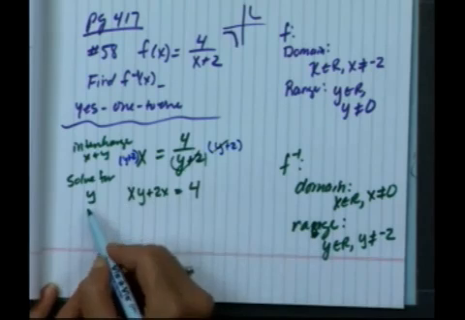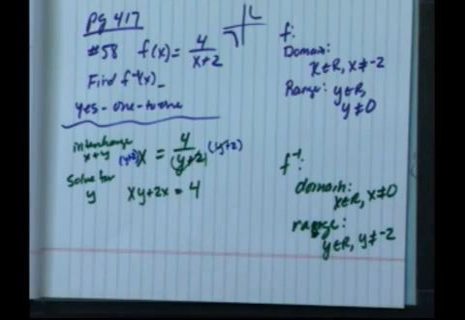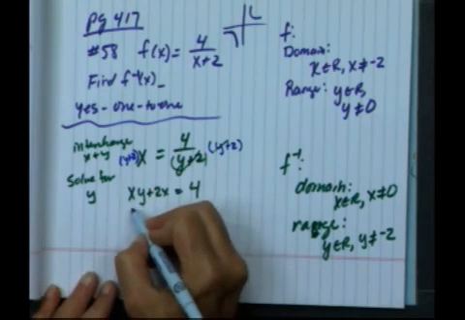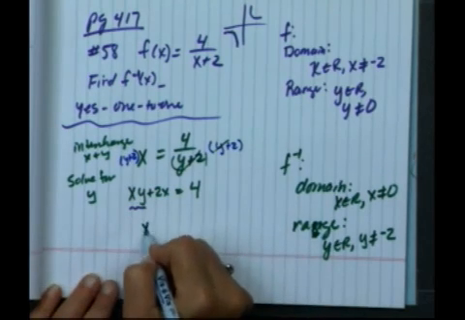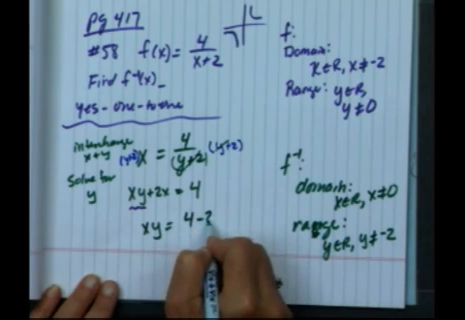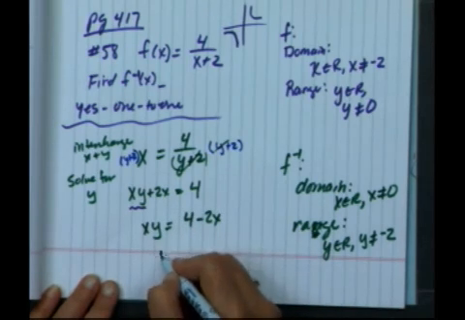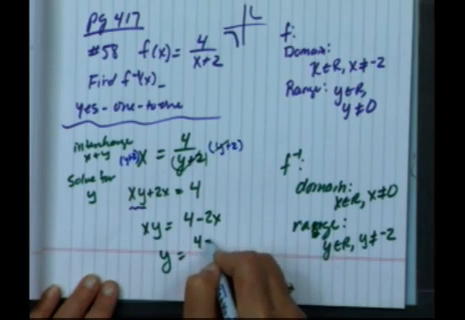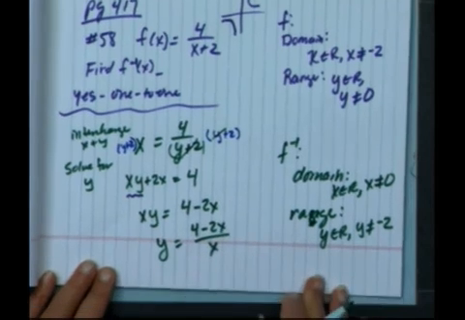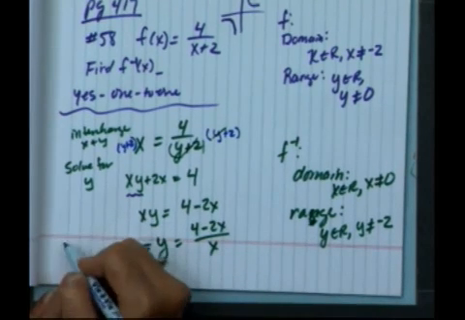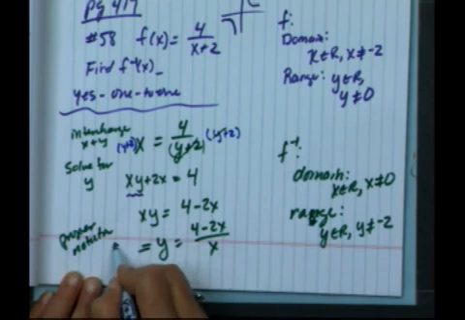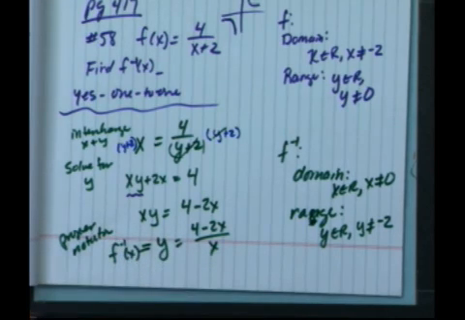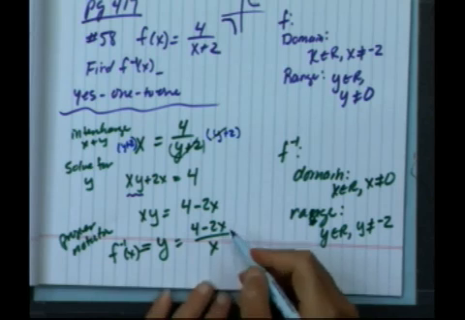All right, so I'm going to try to solve for y, which means that I'm going to leave the term over on the left that has a y in it. So we have xy equals 4 minus 2x. Y is equal to 4 minus 2x over x. And then we'll use proper notation for our inverse function.